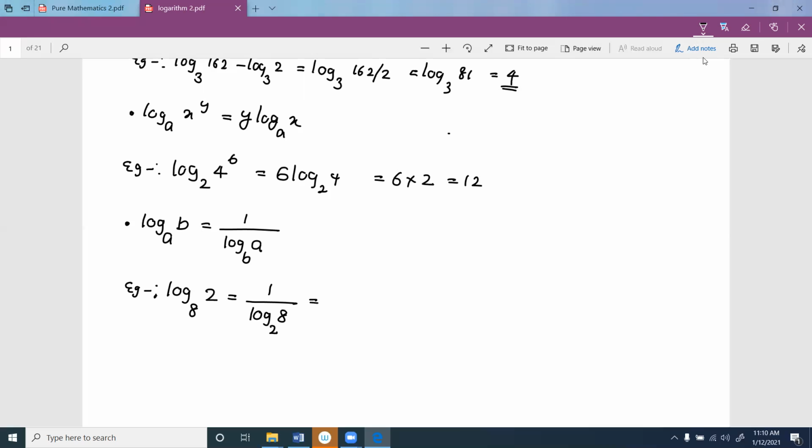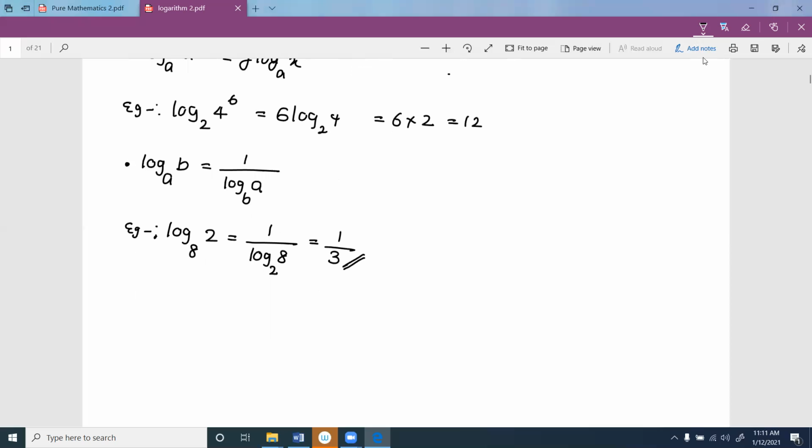Now you can see log 8, 2 is kind of hard to find, but we know log 2, 8: 8 is 2 to the power how much? 8 is 2 to the power 3. Therefore, you can write this answer as 3. So you can simply write 1 over 3. If you check, 8 to the power 1 over 3 is 2. So the answer is correct. That is the situation where we have to understand this logarithmic rule, right?